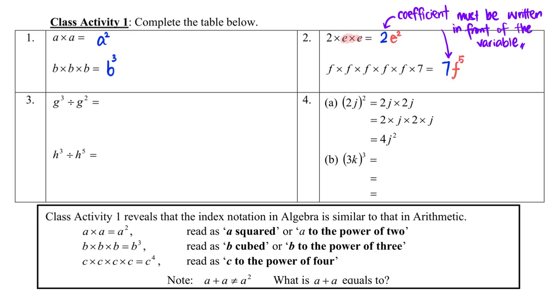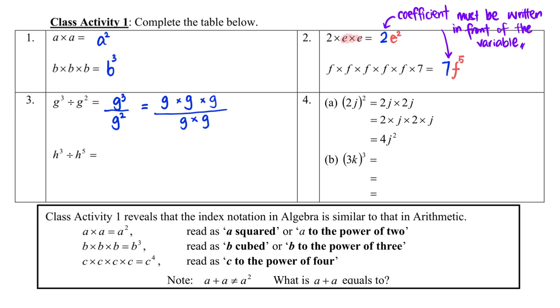Let's move on to question 3. Now that we have g power 3 divided by g power 2, I'm going to break it out into g power 3 over g power 2, and this actually gives me g times g times g over g times g.